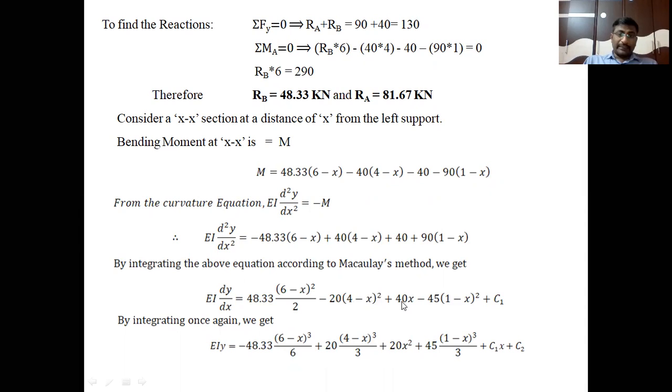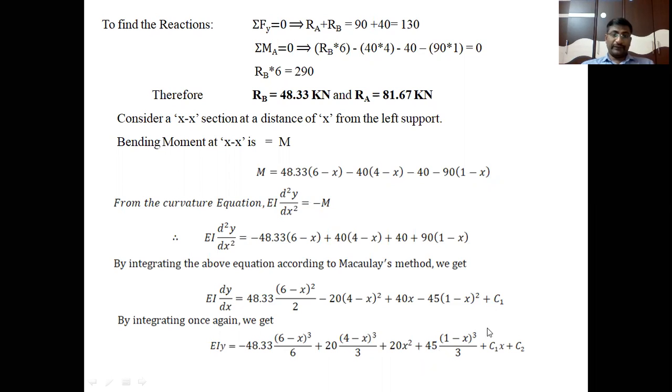Integration of 40x is 40x square by 2. So 40 by 2 is 20x square. Integration of (1 minus x) whole square is minus (1 minus x) whole cube by 3. So minus plus 45 (1 minus x) whole cube by 3 plus C1x plus C2. C2 is the second integration constant. C1 is the constant. Integration of constant is C1x.